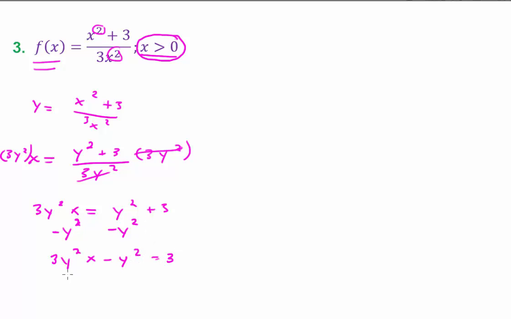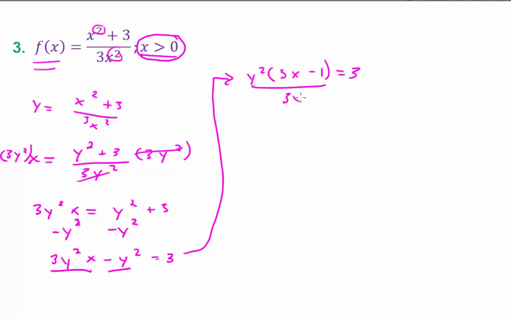Now the next thing I'd like to do, just like with the last problem, you notice how each of these terms has the term y squared. So I factor the y squared from those two terms, and we have y squared times (3x minus 1) is equal to 3. Divide by 3x minus 1. And so now I have y squared is equal to 3 over (3x minus 1).